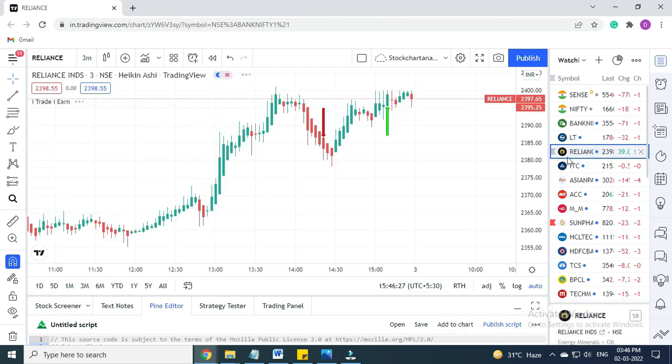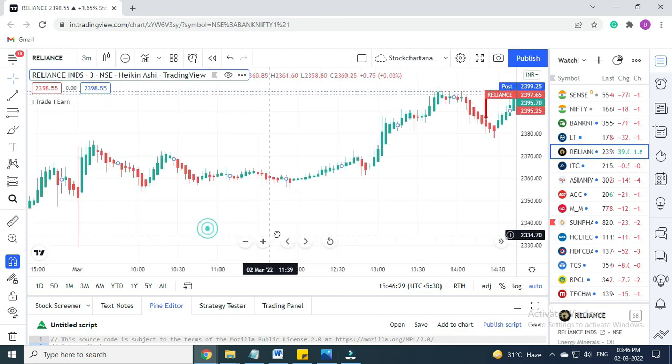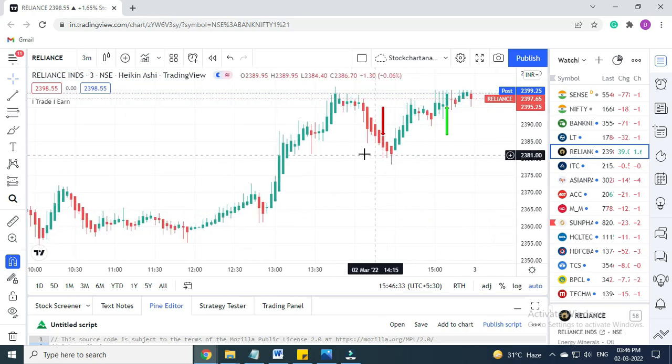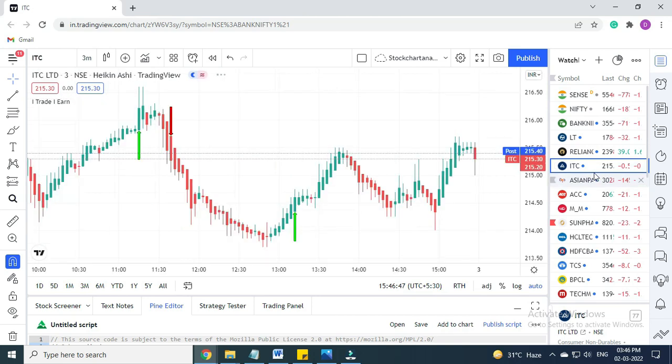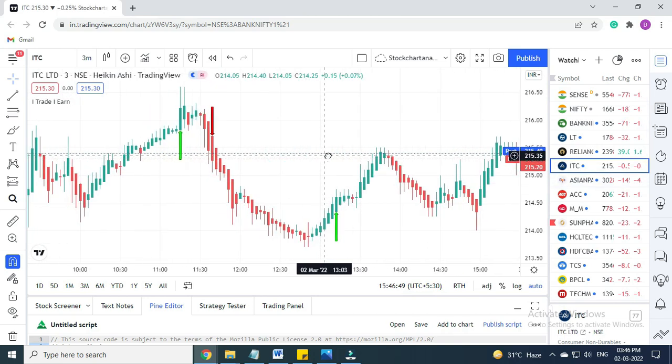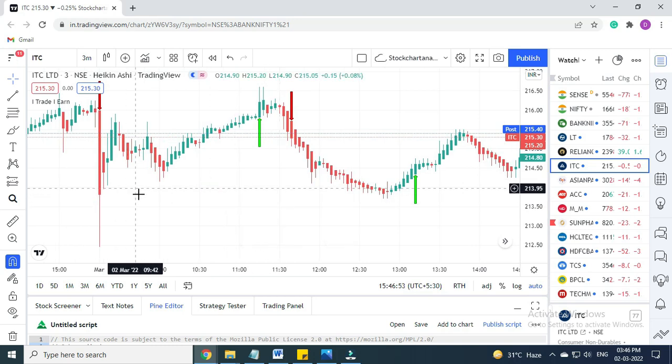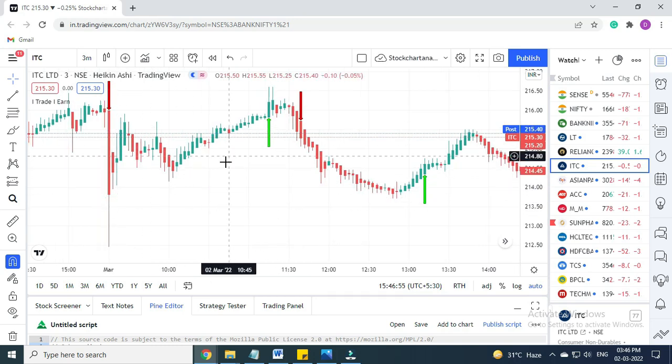Now let's check out Reliance. For Reliance, you can see we have received a sell signal here and here, two signals, but both the signals are after 2 p.m., 2:15 in fact. So no trades happened on Reliance. Then let's see ITC. ITC is very tricky. I'll show you. This is very interesting.